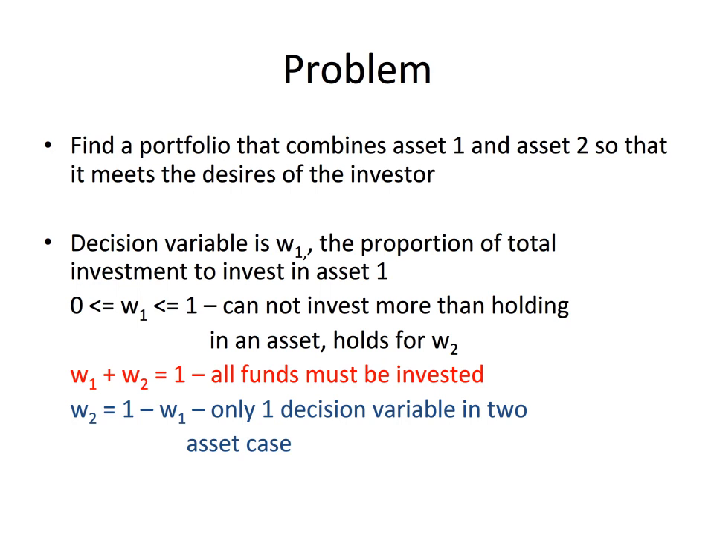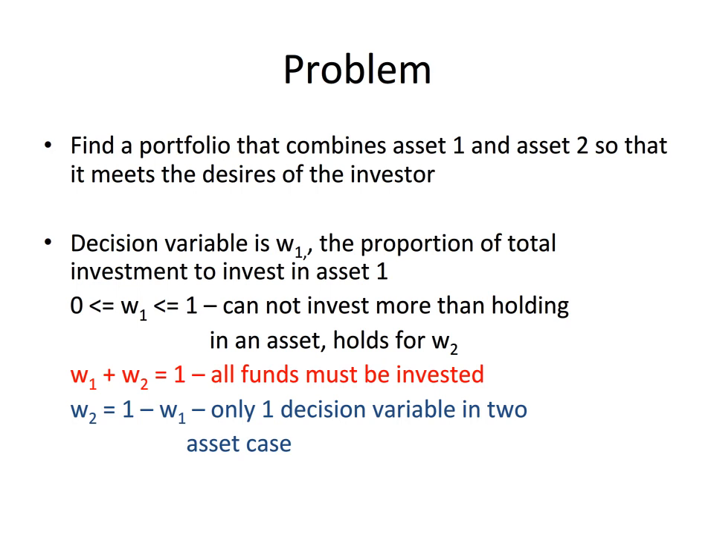We are going to denote the decision variable equal to W1. W1 is a proportion of total investment to invest in asset 1. So W1 is going to be a number between 0 and 1. If it's 0.1, that means we're investing 10% in asset 1. If it's 0.2, we're investing 20% in asset 1. If it's 0.9, we're investing 90% in asset 1.